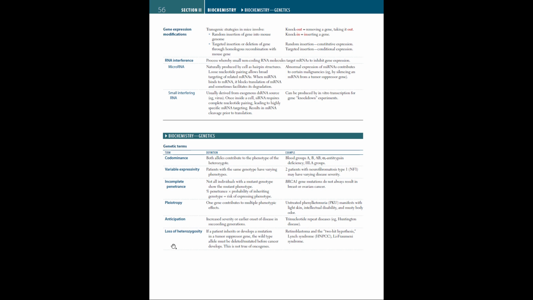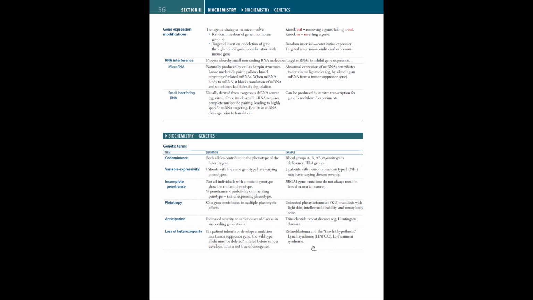Lastly is loss of heterozygosity. If a patient inherits or develops a mutation in a tumor suppressor gene, the wild-type allele must be deleted or mutated before cancer develops. This is not true of oncogenes. An example of this is retinoblastoma and the two-hit hypothesis. The two-hit hypothesis suggests that most tumor suppressor genes require both alleles to be inactivated, either through mutations or epigenetic silencing, to cause a phenotypic change, such as in Lynch syndrome or Li-Fraumeni syndrome.